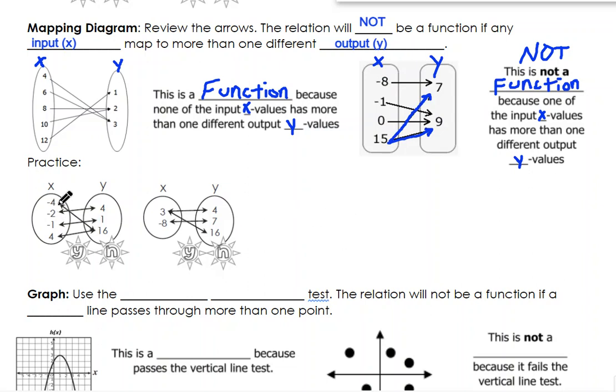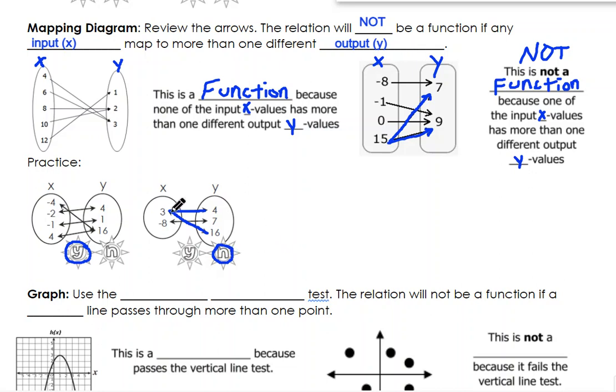All right, let's look at the practice down here. Let's see, -4 has one arrow, sweet. -2, one arrow, sweet. -1, one arrow, sweet. 4, one arrow, sweet. They all have one match. We're good. The second one over here, 3 has got 2 arrows. 3 can't be with 16 and 4 at the same time. No, it can't happen. So it's not a function.